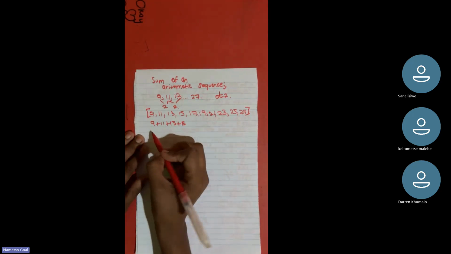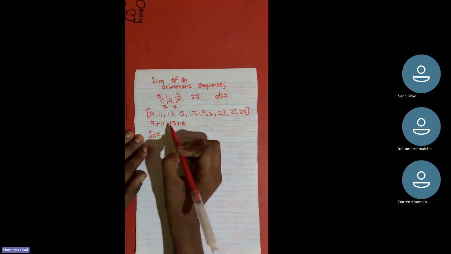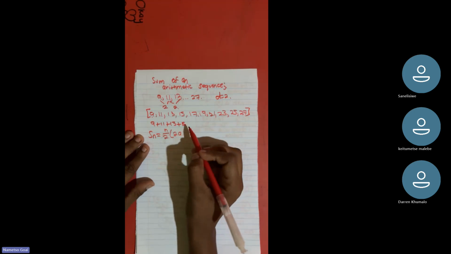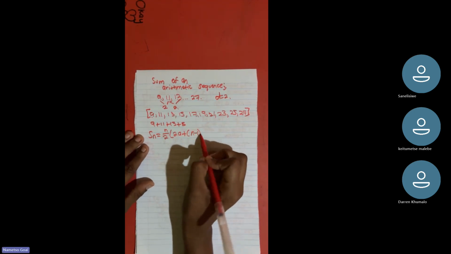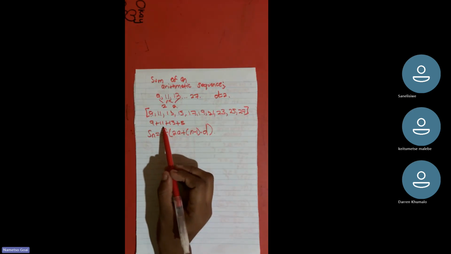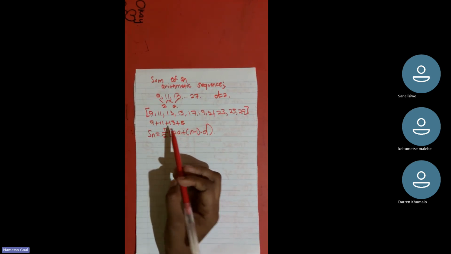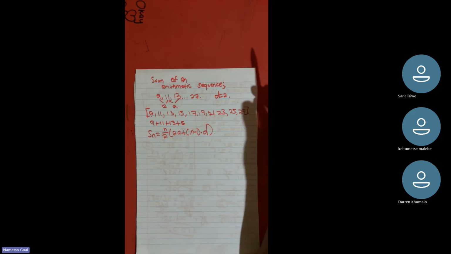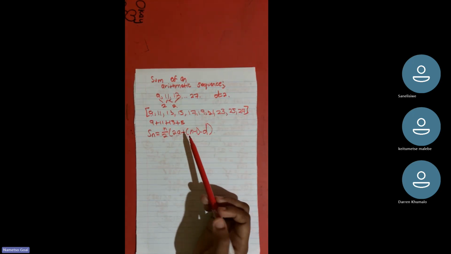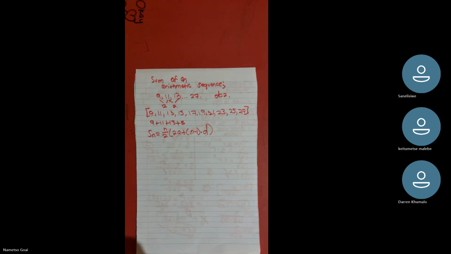So the formula of the sum would go Sn equals n divided by 2 times 2a plus n minus 1 multiplied by d, right? So this n in this particular formula stands for how many numbers we have in the sequence, and the a would be the first term again. This n would be the position, and then the d would be the common difference, right?